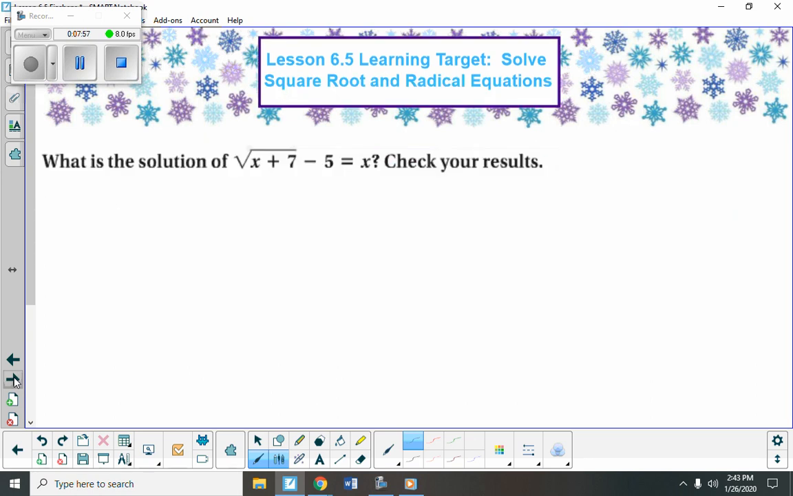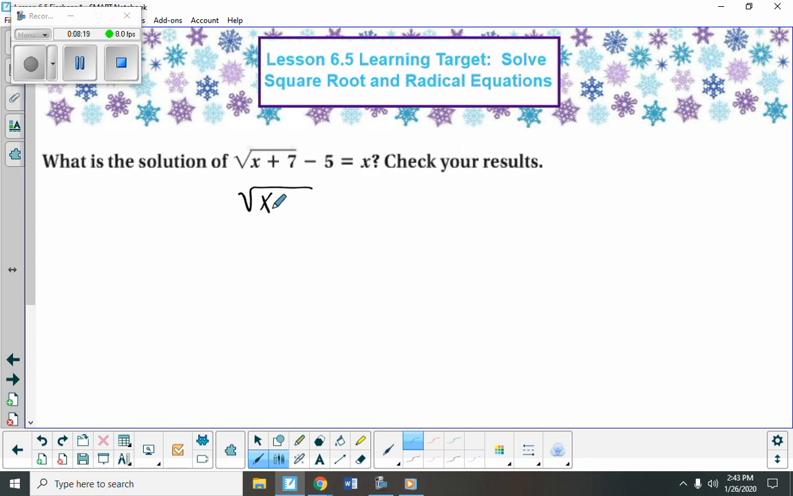All right, now we're going to do a problem, and you'll notice this time we have an x on both sides. And so it says check your results, because sometimes when we have an x on both sides, we can get what are called extraneous solutions. They're solutions that come out when we're doing our math, but they don't actually work when you substitute them back in. So the first thing we want to do is get the root by itself.